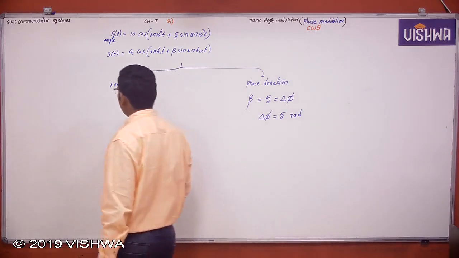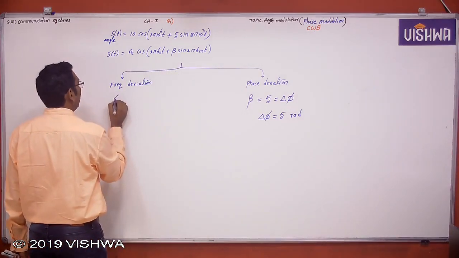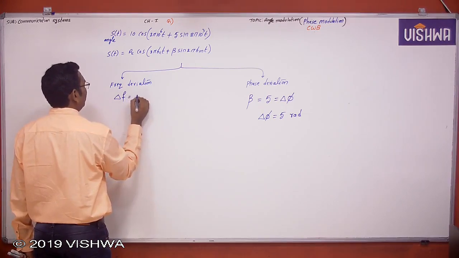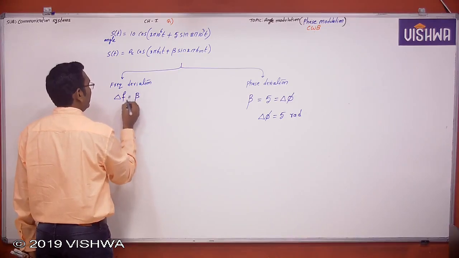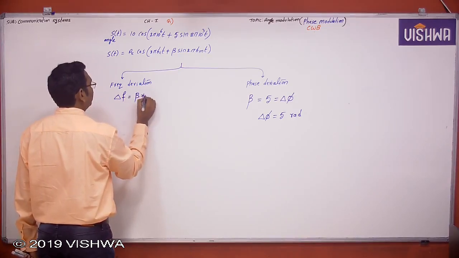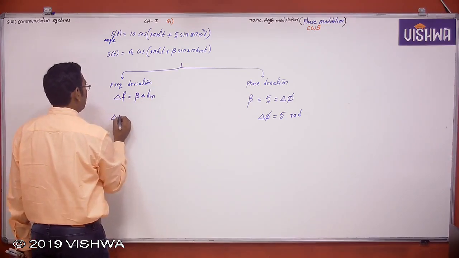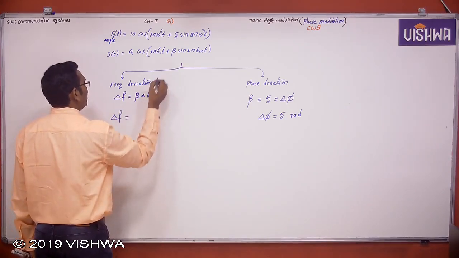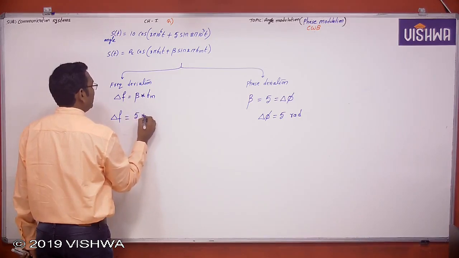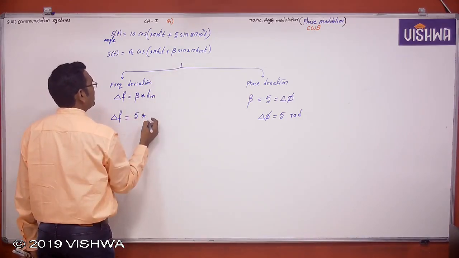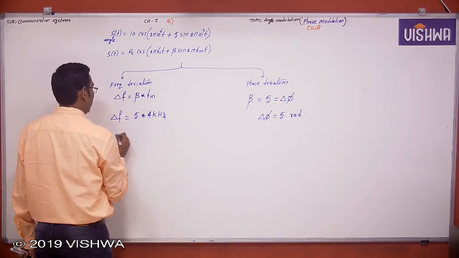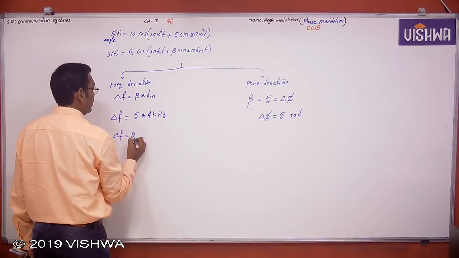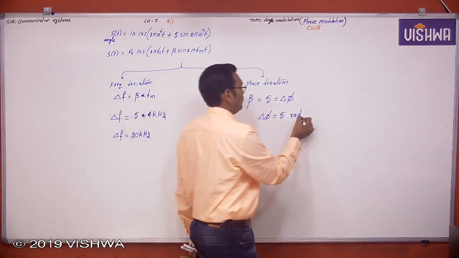Now the frequency deviation, I want to find delta f. Beta is equal to delta f by fm, so delta f is equal to beta into fm. The frequency deviation is the modulation index beta, which is phi, into fm, the frequency of the message signal. What is the frequency of the message signal? 4 kHz. Therefore, the frequency deviation is equal to 20 kHz. This is question number 1.